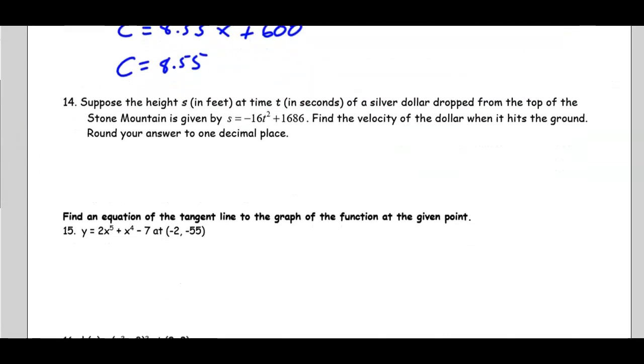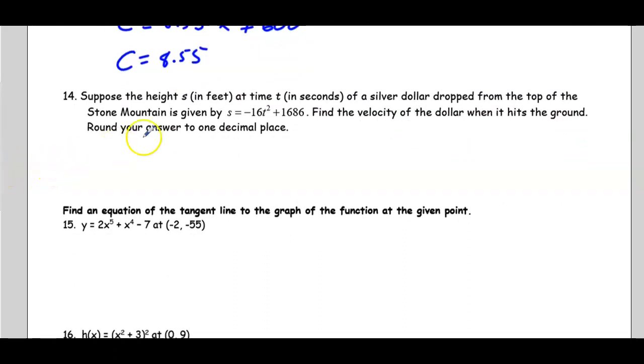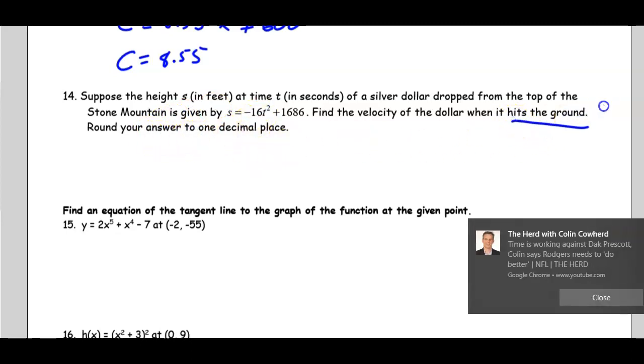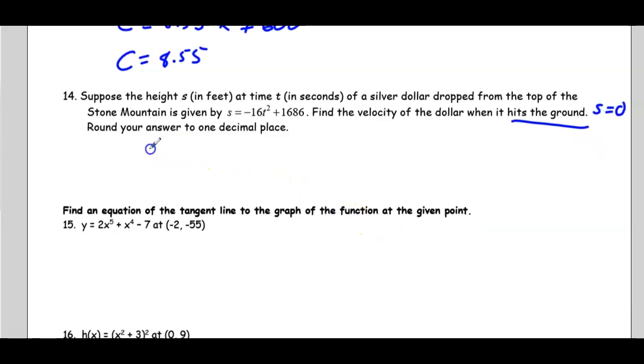Now, for this next one, it says suppose the height S in feet, so S is the height, at time t in seconds of a dollar dropped off the top of Stone Mountain is given by S equals -16t squared plus 1,686. Find the velocity of the dollar when it hits the ground, round to the nearest decimal. So listen, it says it hits the ground, which means the height S equals 0.